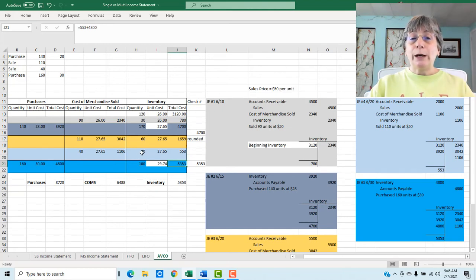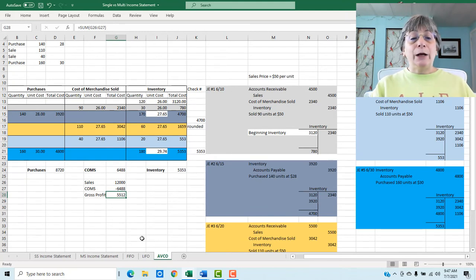And we've got 20 units left in stock plus the 160 that we just purchased gives us 180 units. We take our 53.53, divide it by our number of units that we have, gives us a new average cost of $29.74 per unit. So the next time we sell something, that's the inventory number that we're going to be using.